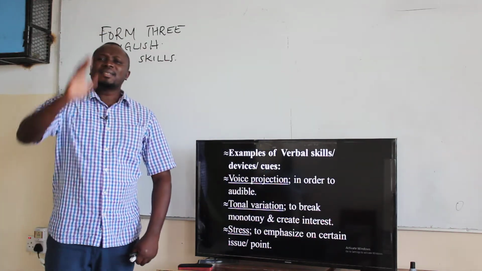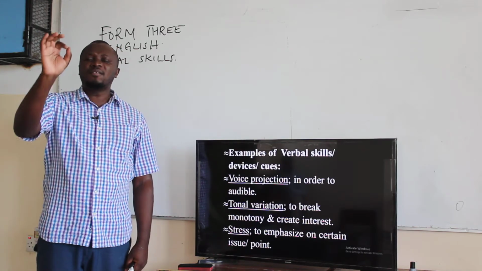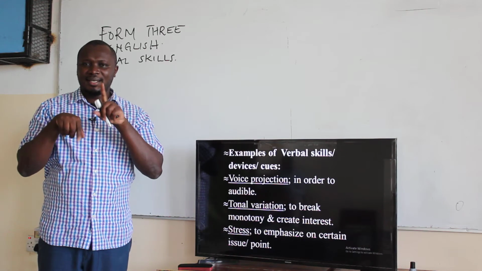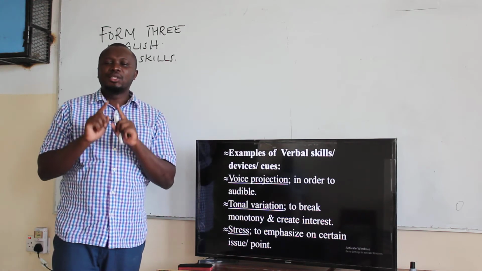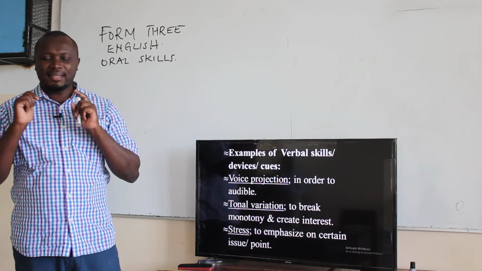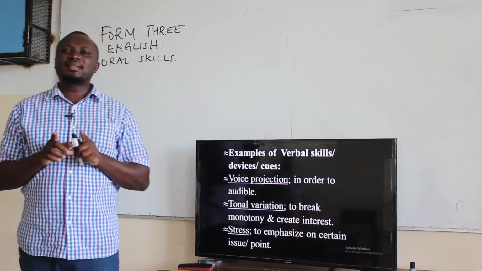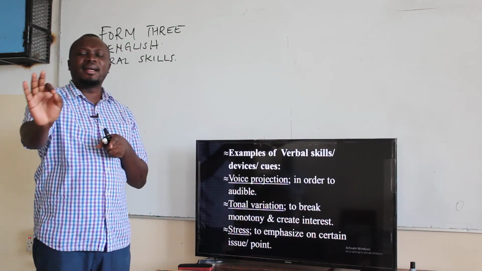Secondly, another example of a verbal skill is what we call tonal variation. You vary the tone of your voice. Why? To break monotony and create interest. And I've told you musicians are very good at this. They can vary the tone of their voice to pass a particular message through their lyrics.